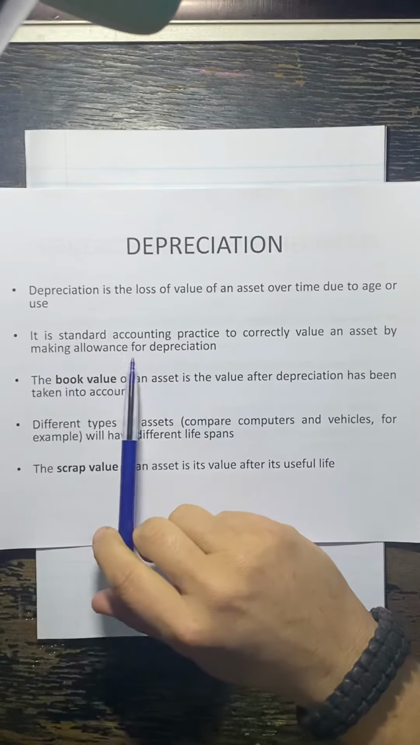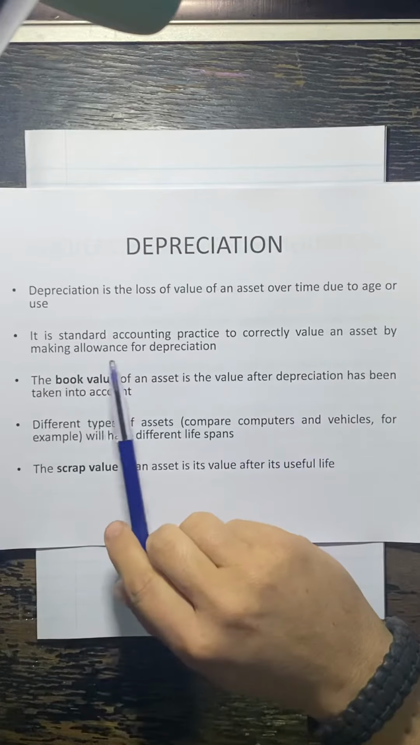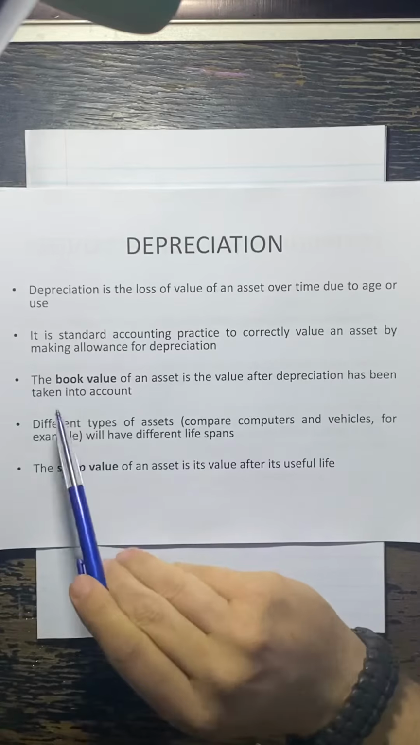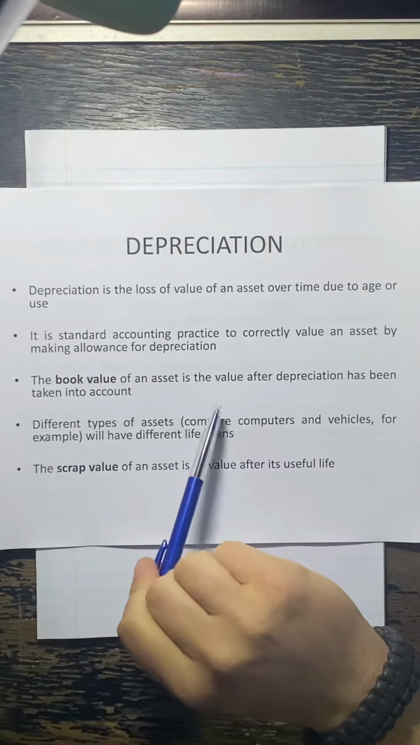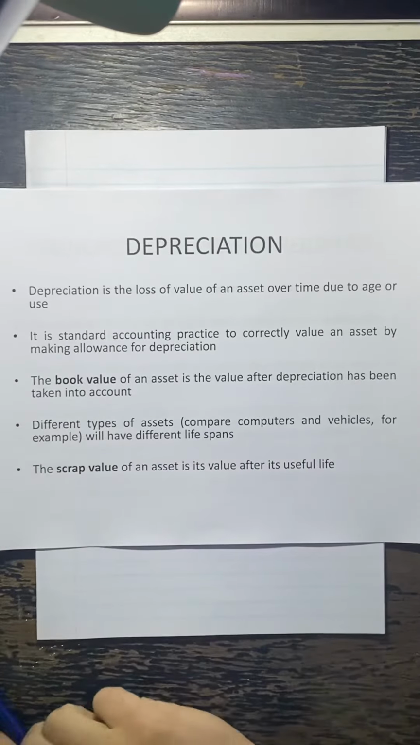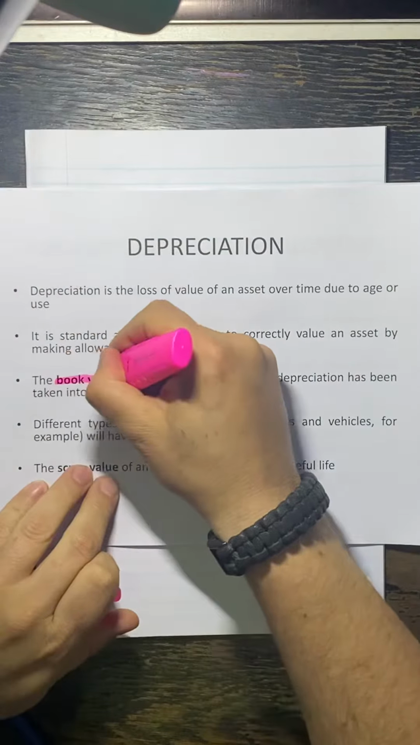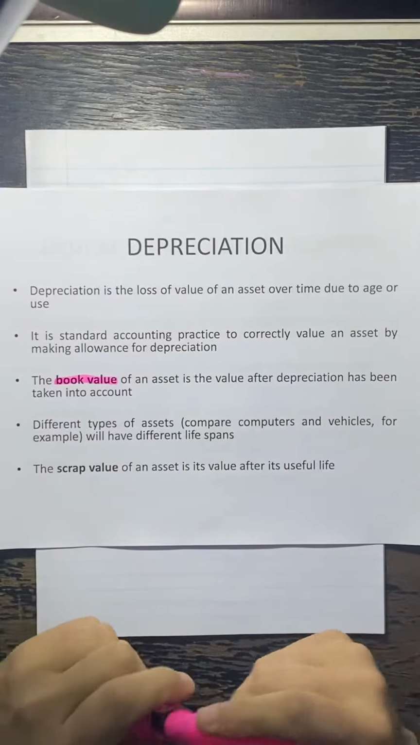It is standard accounting practice to correctly value an asset by making allowance for depreciation. The book value of an asset is the value after depreciation has been taken into account. Please highlight that in case a question asks for what the book value is.